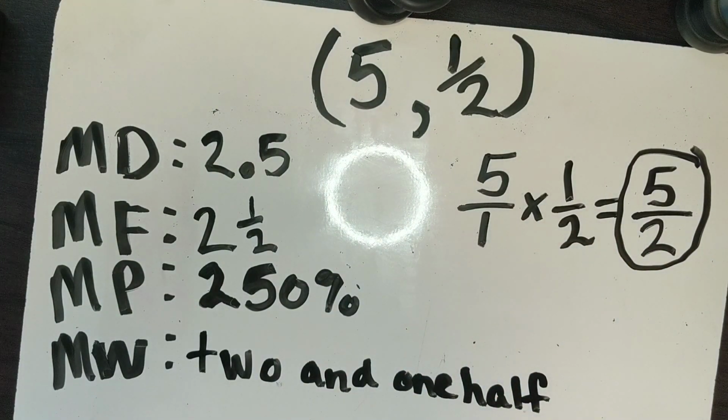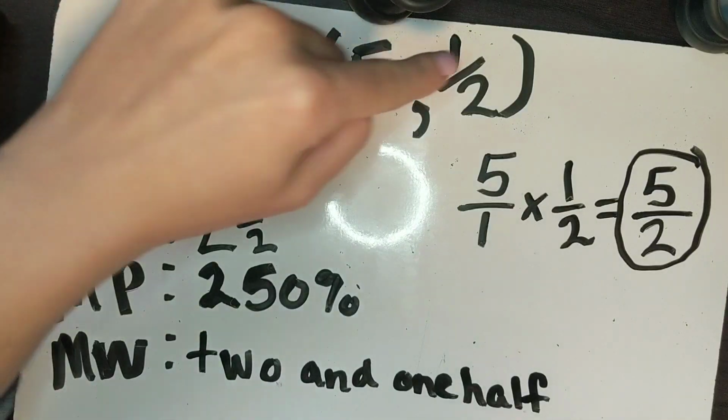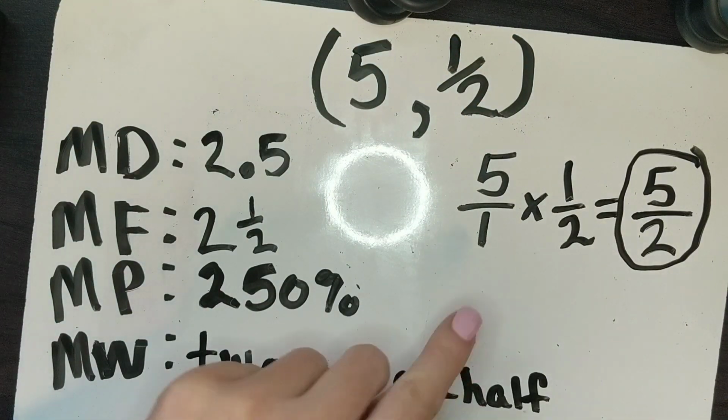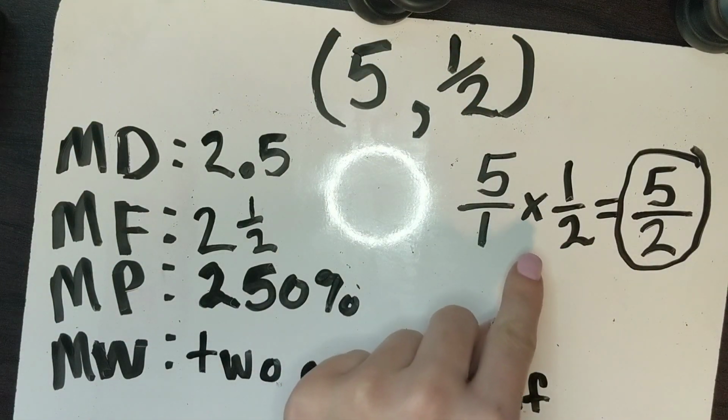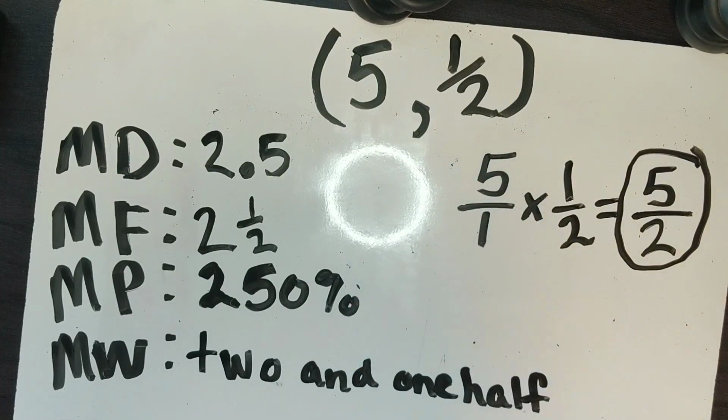Okay, so let's just say on one of your slides, these numbers are flipped around. So you have 1/2 first and then 5 after. You can do the same operation, the same rules, even though the numbers are flipped around. Multiplication allows you to do that. Remember, this problem is just an example. This is not the answer for your slides. It's an example to help you work your way through your slide on your own.